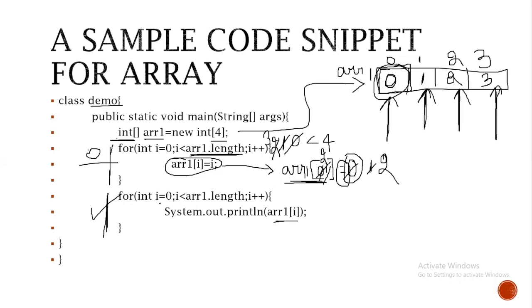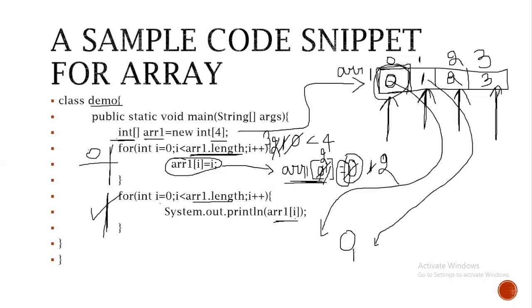So we again start from 0, and this is the condition. Now if you see here, 0, 0 less than 4. So we are getting the value of array 1 of 0, which is this. So the value gets printed in the console, 0. Then I plus plus, array of 1 gets printed to the console, 1. Then likewise array of 2 gets printed, then array of 3 gets printed. That is how you can store the values and access the values.